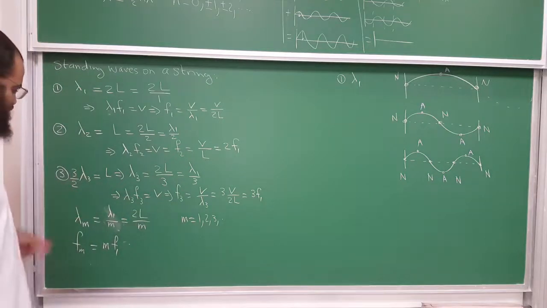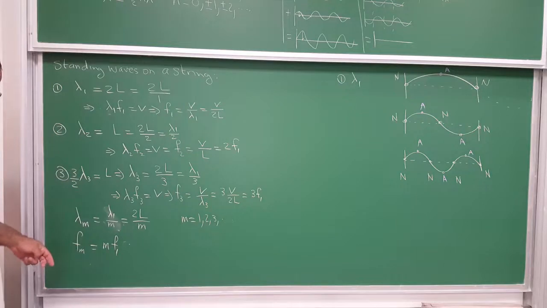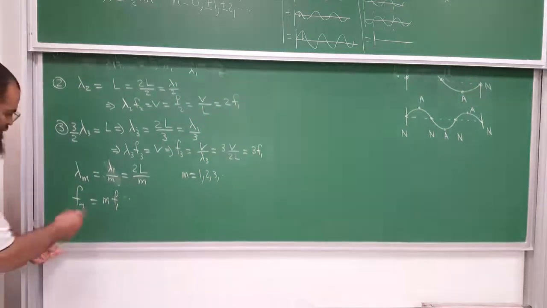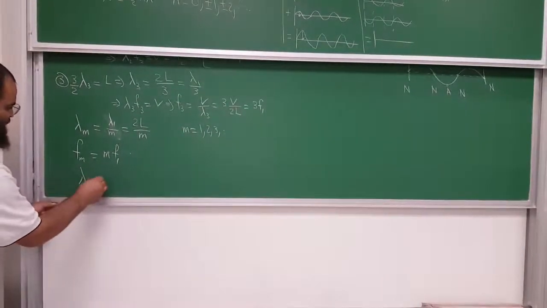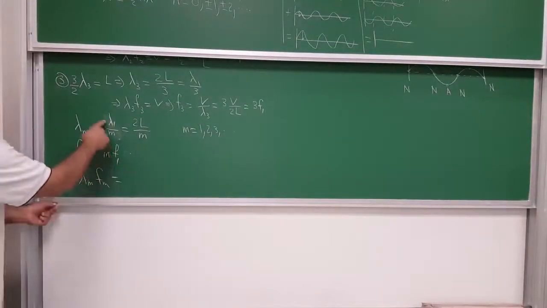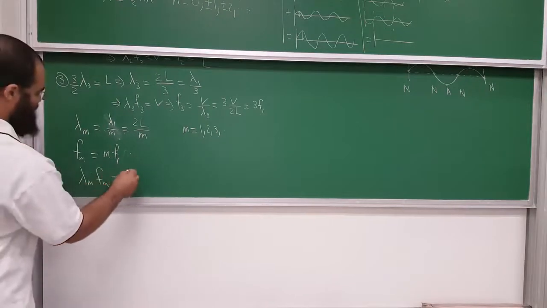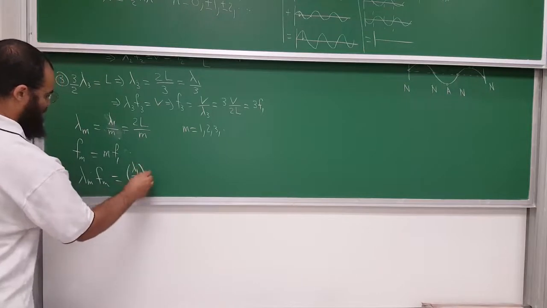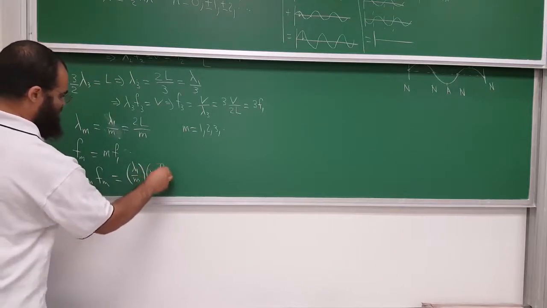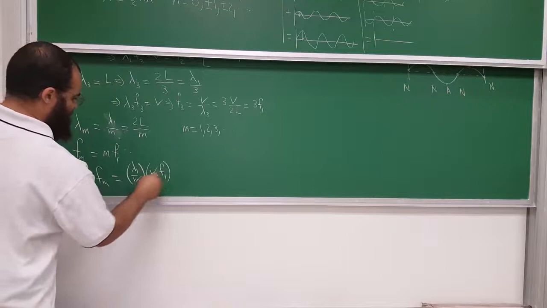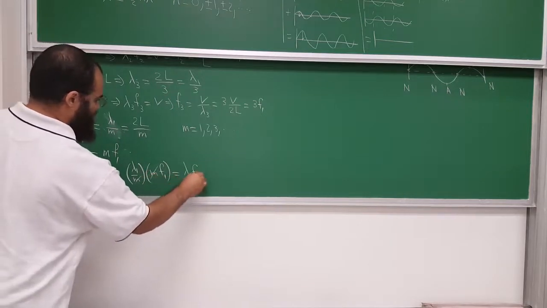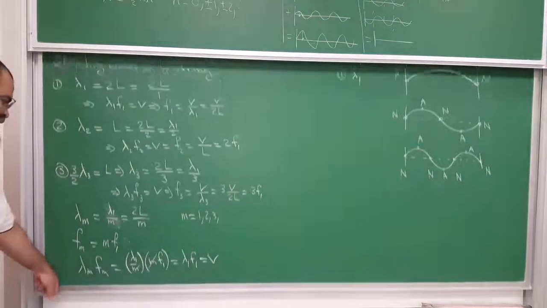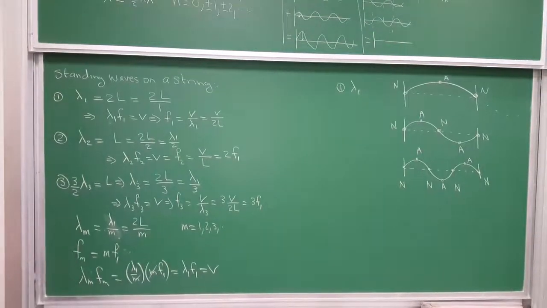Okay? And just to verify, what is lambda M times fM? What is this product? Well, it would be lambda 1 over M for lambda M, and then M times f1 for fM. The M's cancel, and you just get lambda 1 f1, which is just the speed of the wave. The product of lambda and f for any M will equal the speed of the wave.